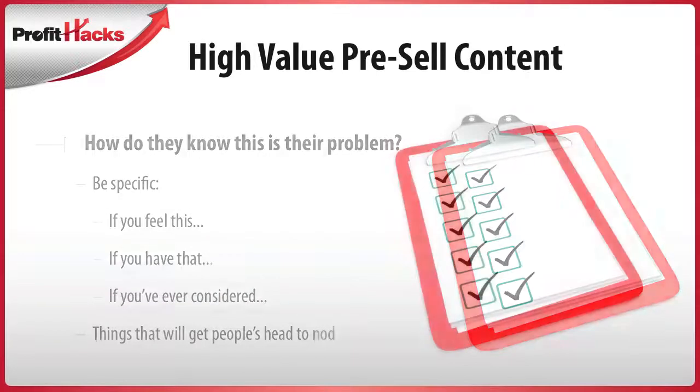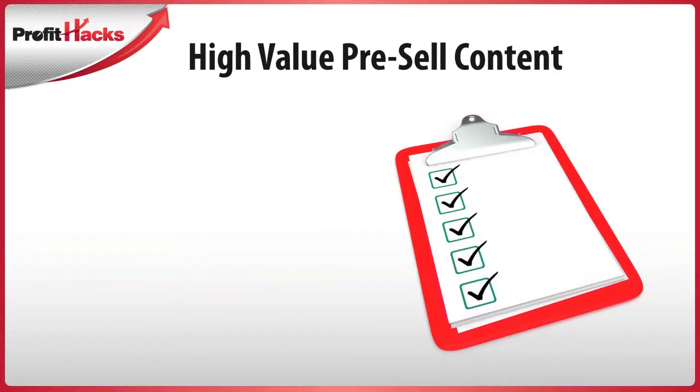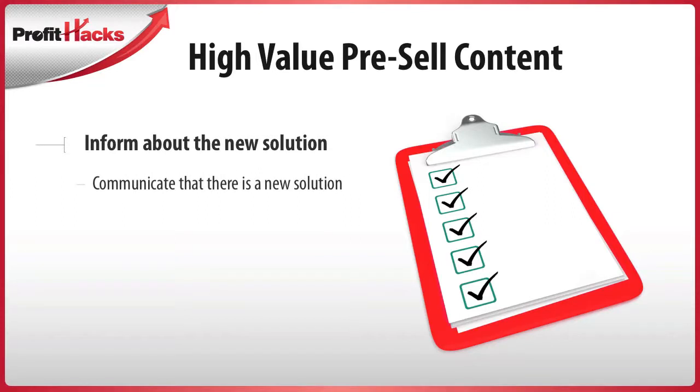Beautiful. So once you've actually done that, you need to start informing about the new solution. You need to actually start communicating to the viewer of this pre-sale content that there's going to be a new solution for them. And we need to talk about that and show them there is a solution to the problem. There is going to be a better way. There is a new way of doing things and fixing the problem.